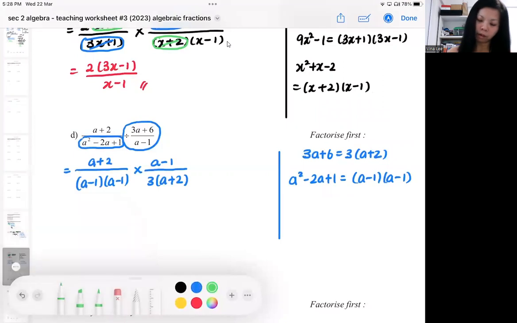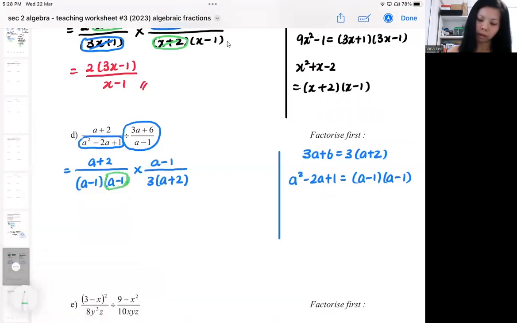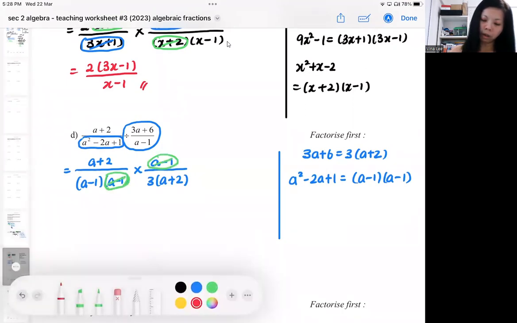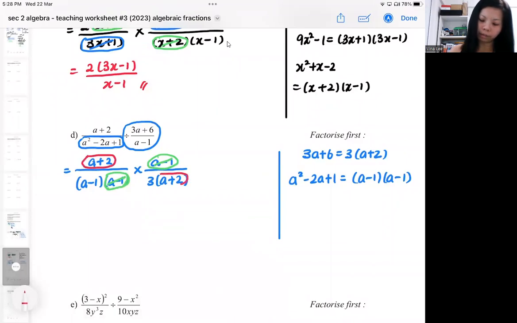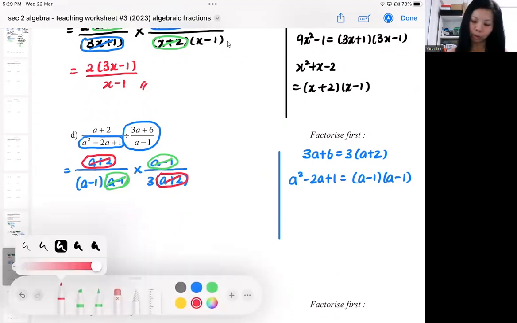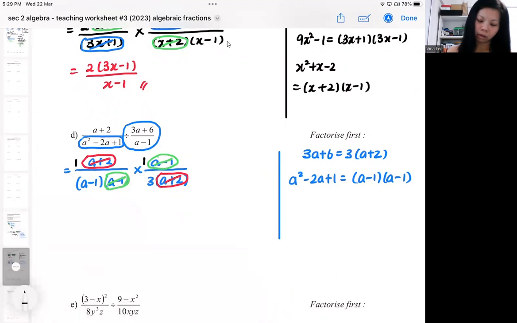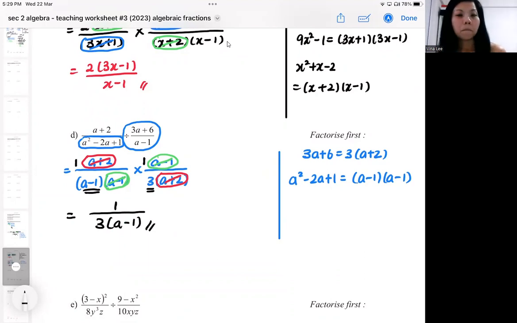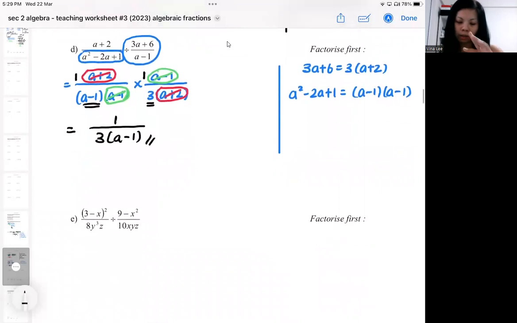And look at the cancellation. This can be cancelled with this. And the a plus 2 can be cancelled. So if you go for numerator times numerator, it's just 1 times 1. Denominator times denominator, you are left with a 3 with the bracket. So it's very much the same thing. Cancel whatever is left. So for a divide, please flip it over.